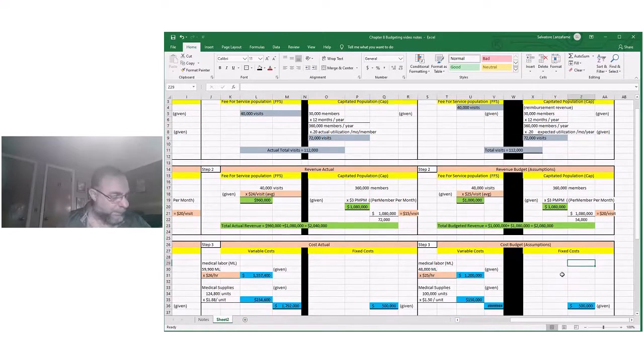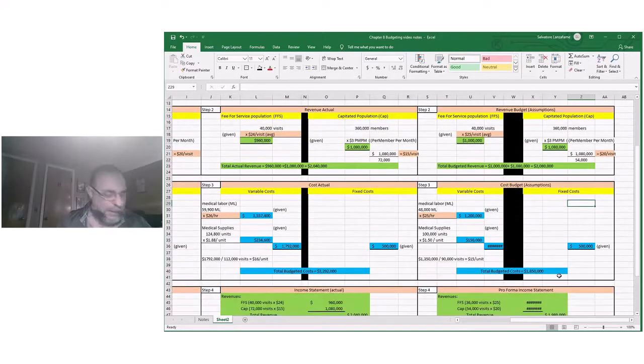From a cost perspective, this is where your book was not very clear, but I will do my best to clean this up a little bit. So the medical labor ended up being about $59,733. I had to do a lot of backtracking to figure that out.